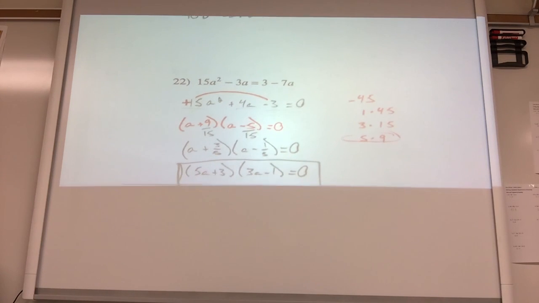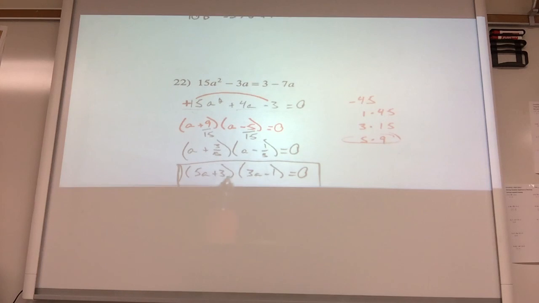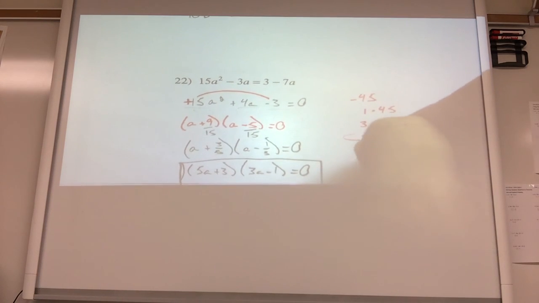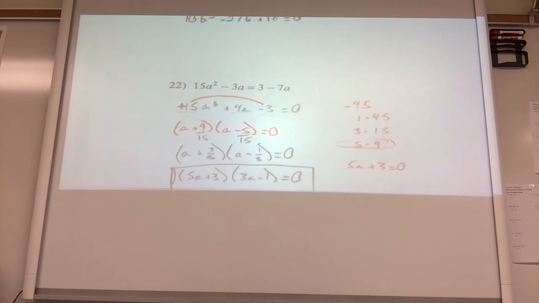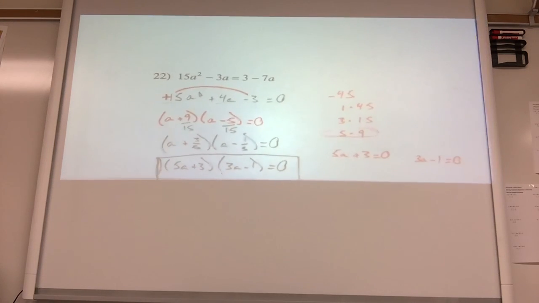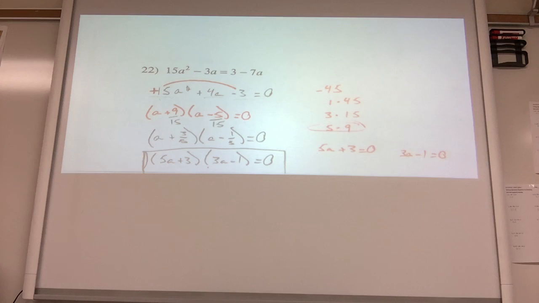So if you're going to actually solve this fully out and get the solutions, take 5a plus 3 and set it equal to 0. Solve that, you'll get what a equals. And then next, take 3a minus 1, set it equal to 0. Solve that, and you get out the second answer for a.